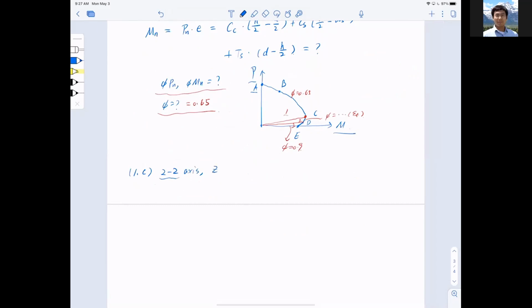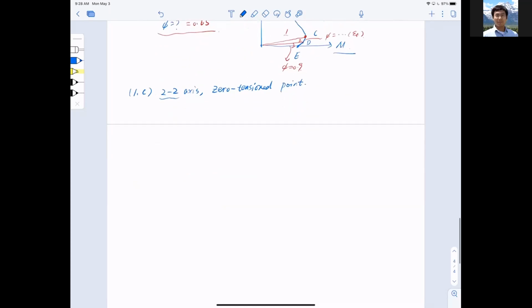Okay, and this is also about the zero tension point. In your head, the first thing to do is to flip the section. So originally the section looks like this, right? This is 1, and this is 2.